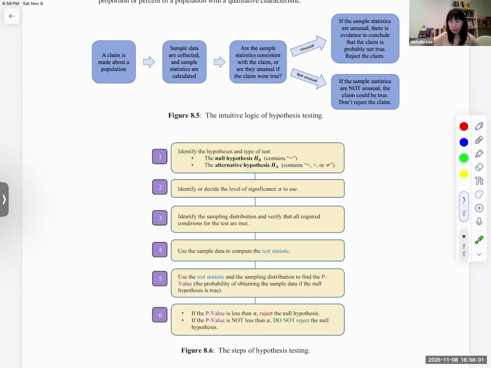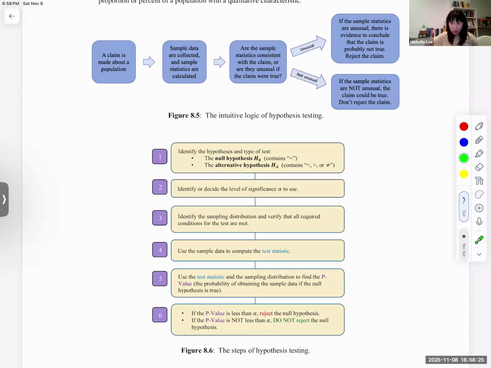So the null hypothesis test is always equal to, right? Then the alternative hypothesis test is against the null hypothesis test. So it should be not equal to, or less than, or greater than, so that it is against the null hypothesis test, right?